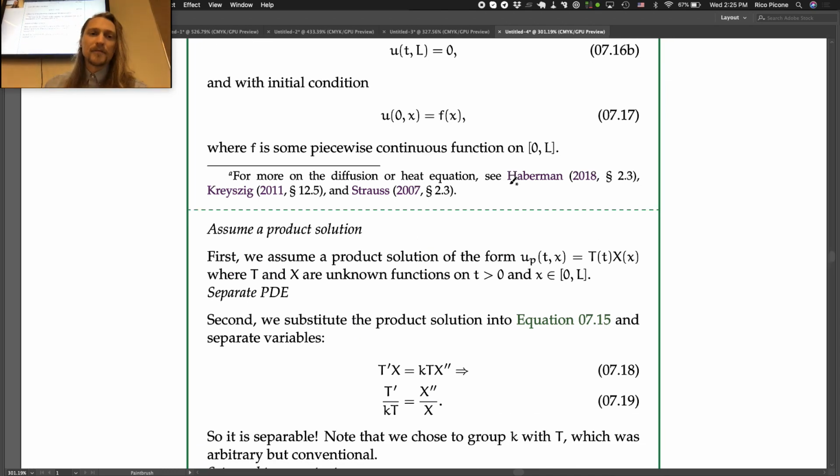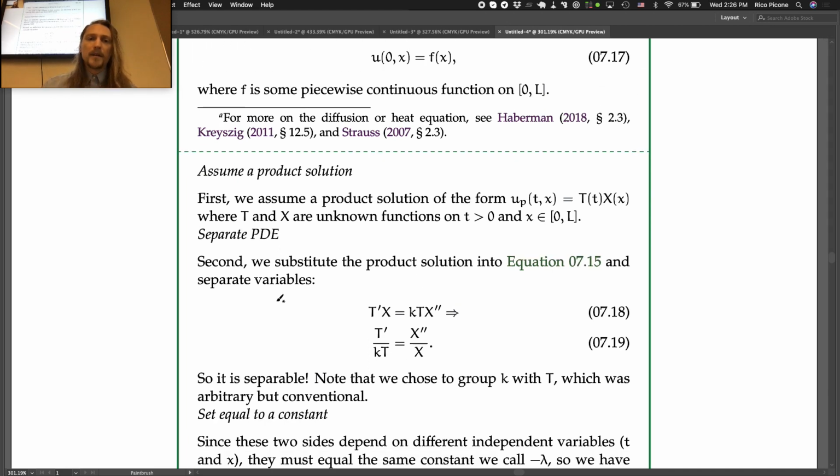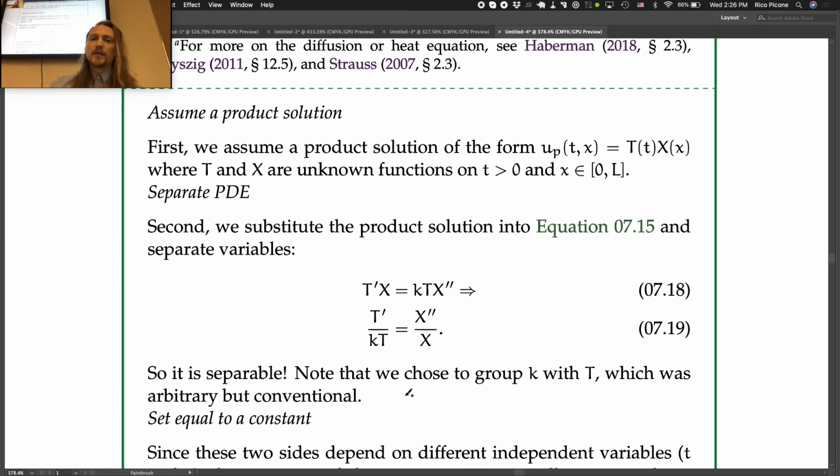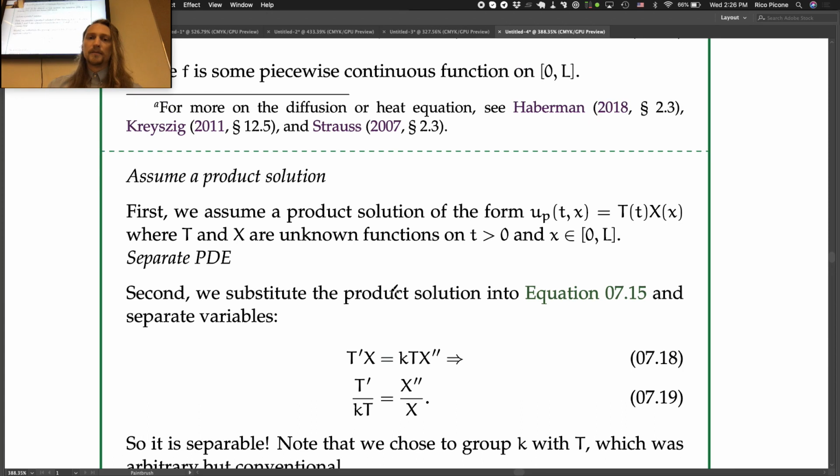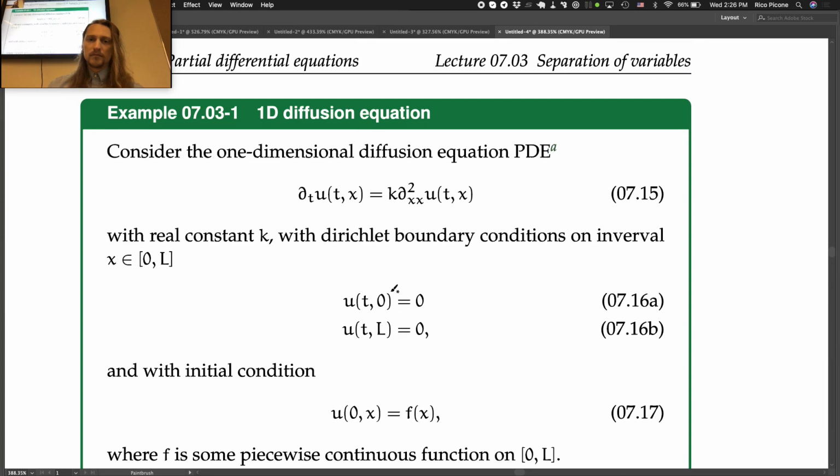So, okay, assume a product solution. That's our first step. First, we assume a product solution of the form T(t)X(x), where T and X are unknown functions of time and x. Separate the PDE. Second, we substitute the product solution into equation 7.15 and separate variables. So we just plug T X in wherever we see u here.